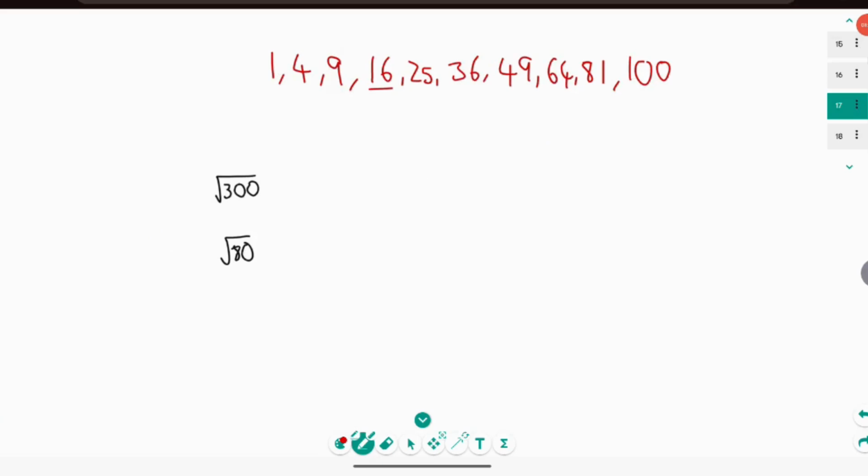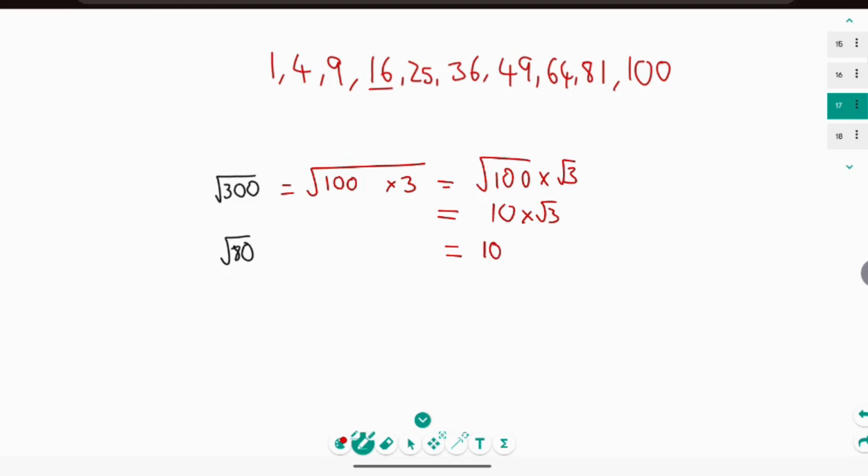Okay, and these 2 other questions, root 300, 100 is the highest common factor. Square root of 100 times the square root of 3. 10 times root 3. 10 root 3. Same with this root 80 as well.